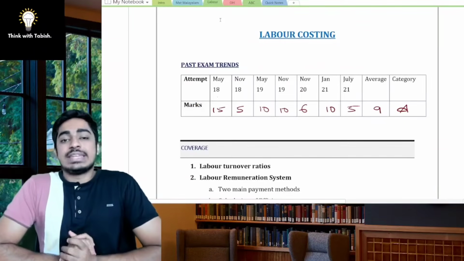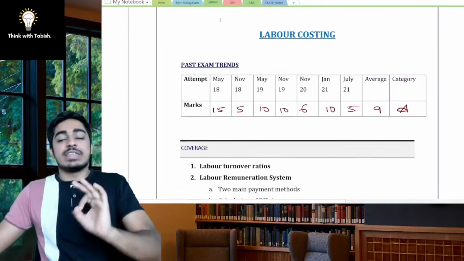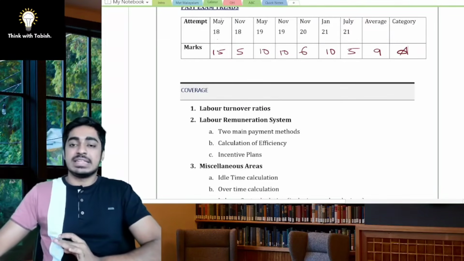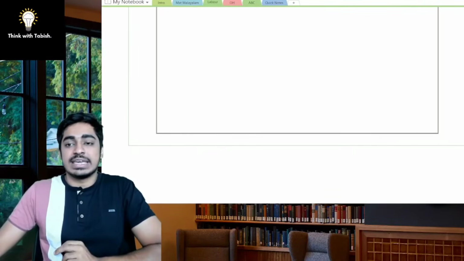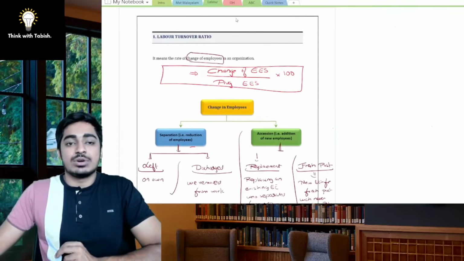We are now going to the next chapter, that is labor costing. Again, an important chapter. On an average, 9 marks will be there from this chapter in the examination. This chapter falls in the A category. Let us discuss the first concept, that is labor turnover ratio.